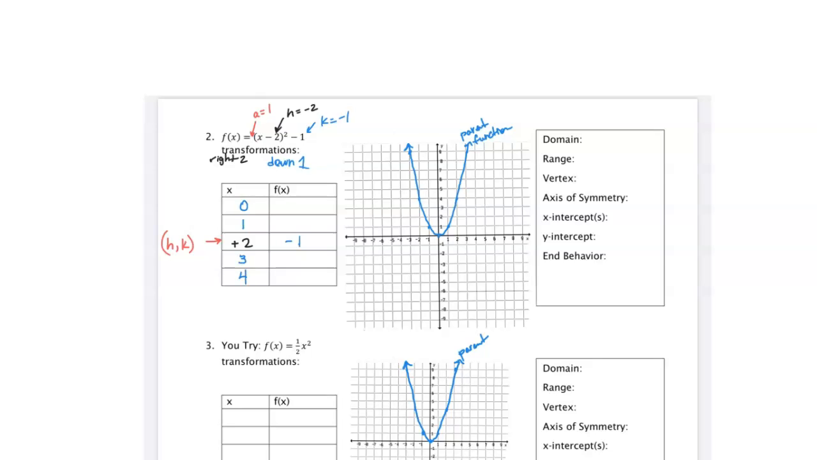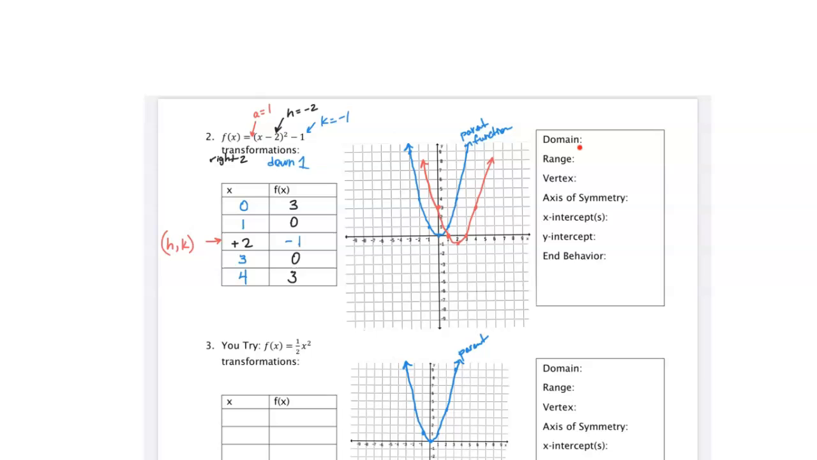Use Desmos to come up with the rest of your table. Okay, and here are our table of values. And then go ahead and plot your points. Okay, and we have our new graph. So noting that the vertex, if you want to follow it, it has been shifted over to the right by 2 and down by 1.